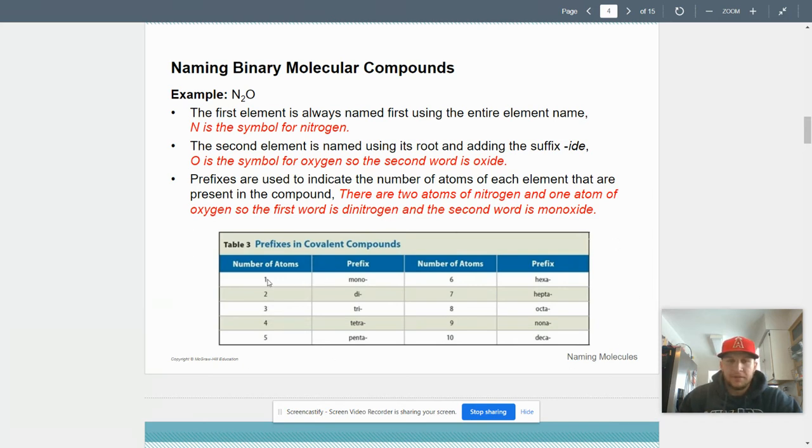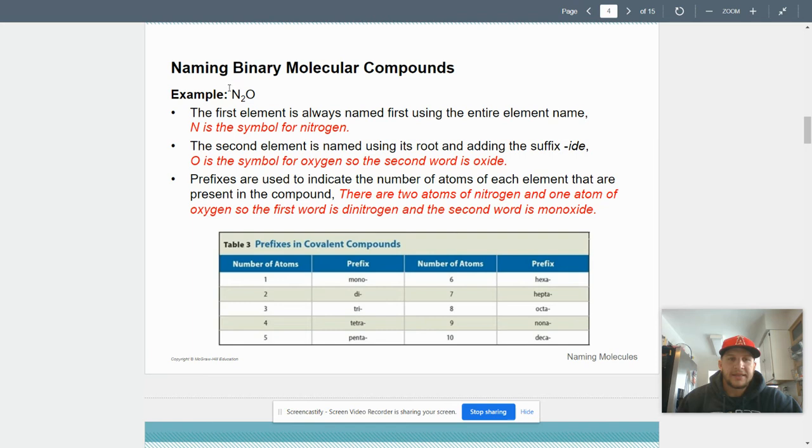So if there's one atom of something, we use the prefix mono. There's two, di. Three, tri. Four, this is where it's going to be a little bit different. Normally you would think of quad, but we're going to use the prefix tetra. So if we have four of something, we're going to use tetra. Five, penta. Six, hexa. Hepta, octa, nona, and deca. Those should be pretty familiar for you, with the exception of tetra, meaning four.